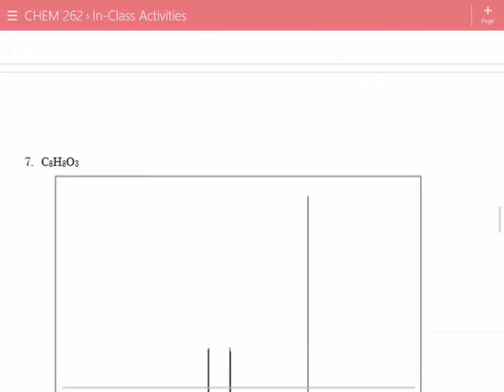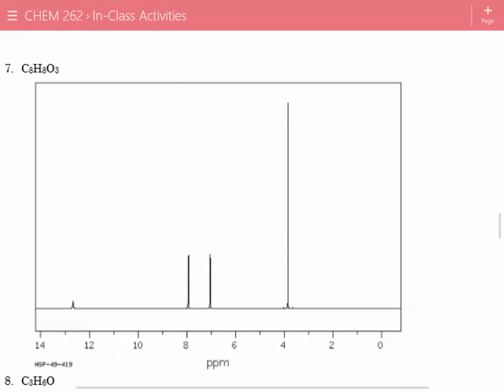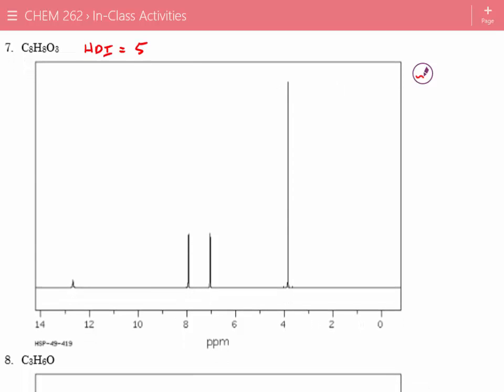All right, let's go to a more challenging one. If we do the HDI for this one, it gets a little bit crazy. I'll let you guys do the math, but what it should be is 5. So this has a lot of either rings or pi bonds or a combination of both. One thing that stands out immediately to me is we've got 2 peaks in the aromatic region. The only aromatic system we've seen so far in class is a benzene. So we immediately have a clue that there's some sort of benzene in there. And then we've got another peak at above 12 even. That's very indicative of some sort of carboxylic acid group.